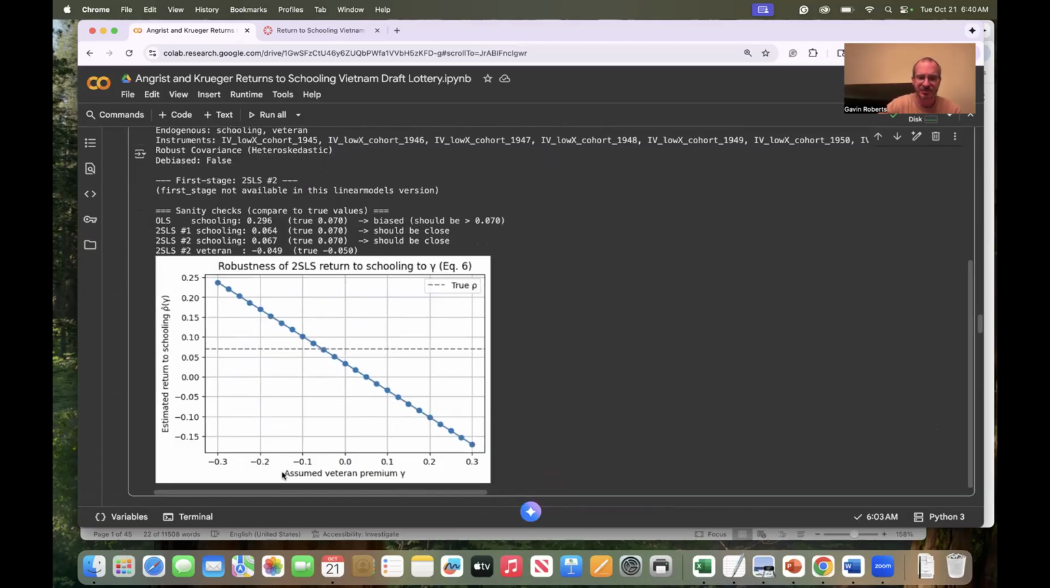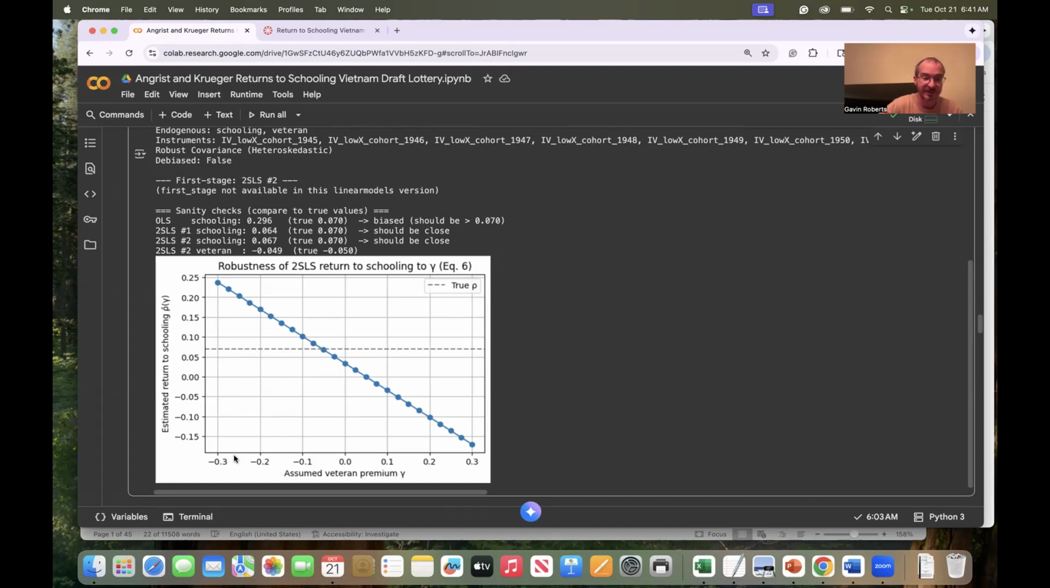Let's make an assumption about the effect of being a veteran. So we can vary that from negative 0.3 to 0.3. And then we can ask, okay, well, how does that impact our estimated return to schooling? Well, that actually appears to impact it a lot.